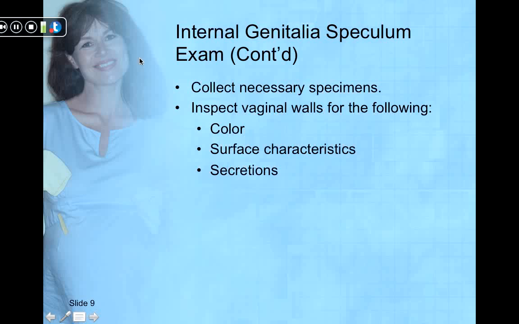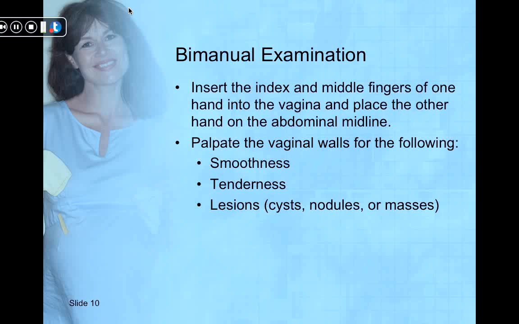During the internal genitalia speculum exam, you'll collect the necessary specimens, whether this be a culture for gonorrhea and chlamydia, a wet prep, or a pap smear, and you've inspected the vaginal walls for the color, the surface characteristics, and any secretions, cysts, bumps, abnormalities.